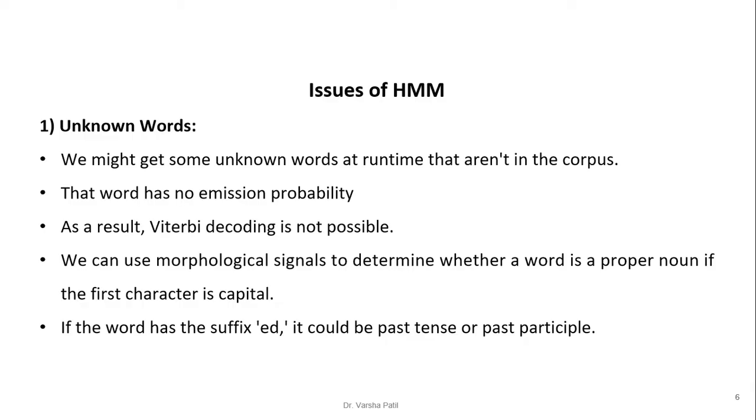We can use morphological signals to determine whether a word is a proper noun if the first character is capital. For example, if we are not getting the emission probability for that word, then we can use other clues. If it is a proper noun, then its first character is capital. If the word has the suffix ed, then it could be past tense or past participle.